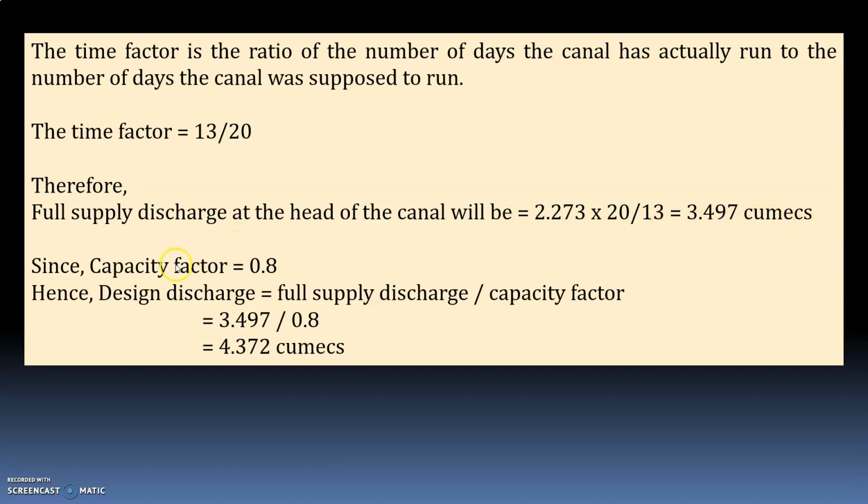And capacity factor is given here as 0.8. That also you consider: the design discharge is equal to full supply discharge divided by capacity factor. This is the formula to find design discharge. So full supply discharge 3.497 divided by capacity factor 0.8 is equal to 4.372 cumecs. So this is the design discharge which is asked in the numerical.